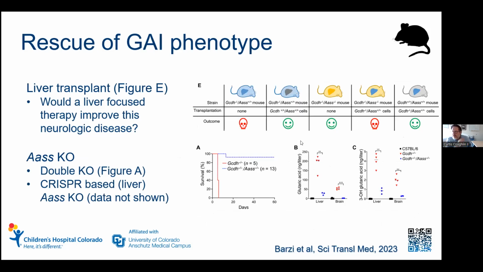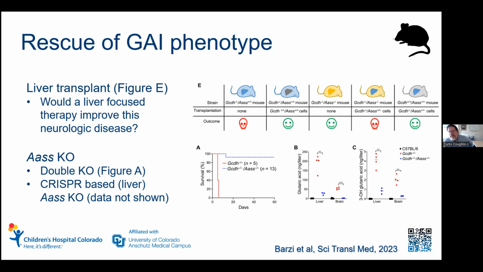And then there is a really great paper. If you haven't read this, I highly recommend it, from earlier this year, where the group at Duke, led by Mercedes Bazis and Dimi Bisic at Duke, showed that they could rescue the survival of the GA1 GCDH knockout mouse. They did this in a couple of ways.